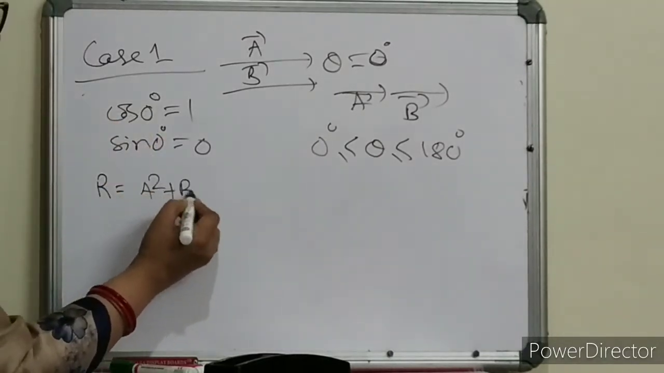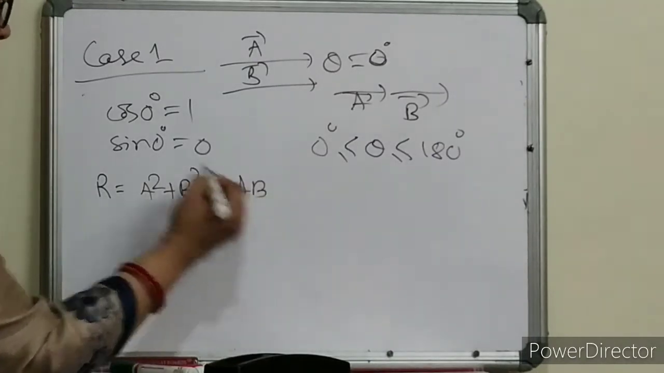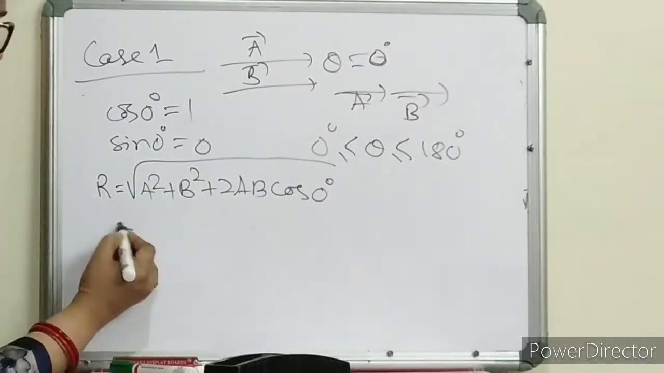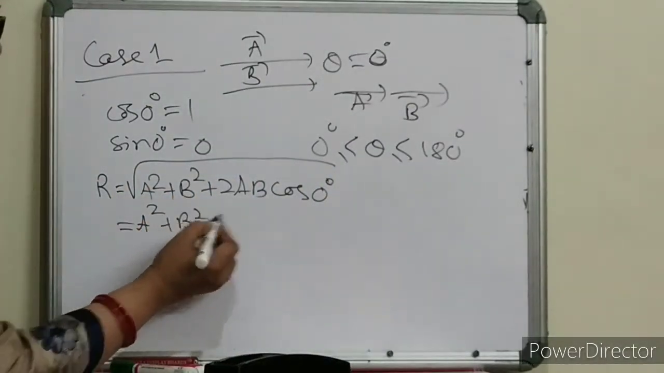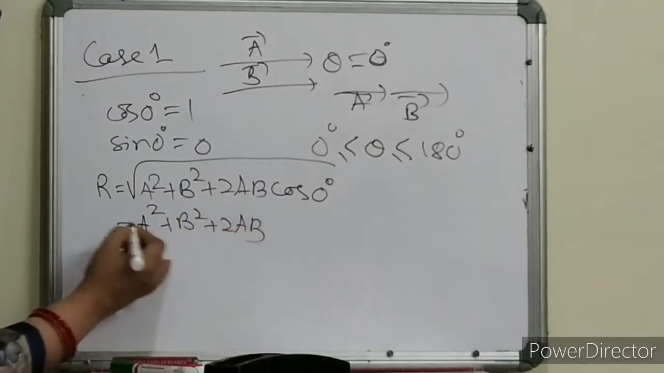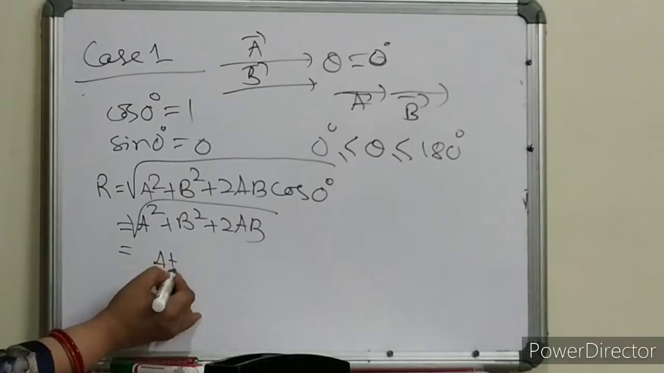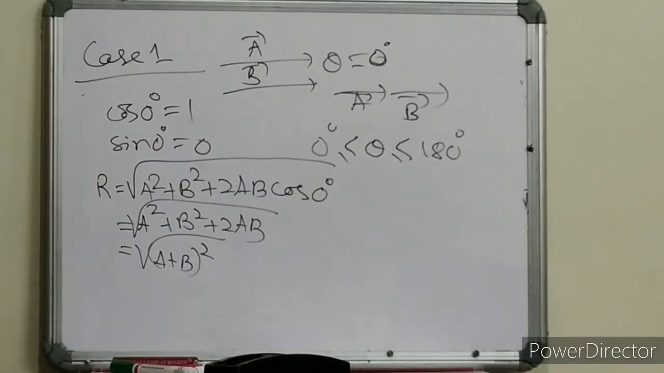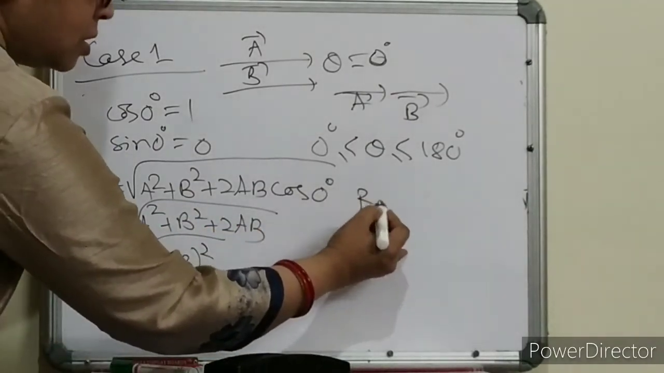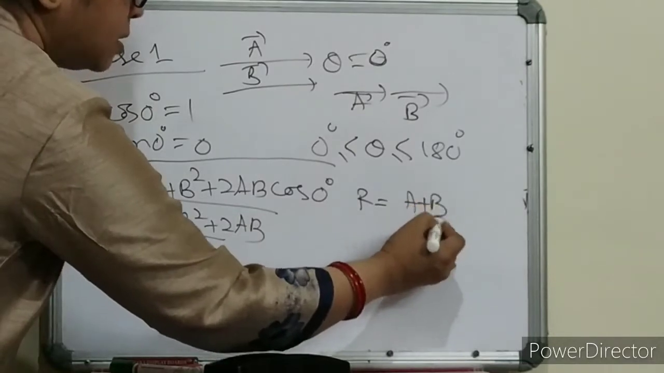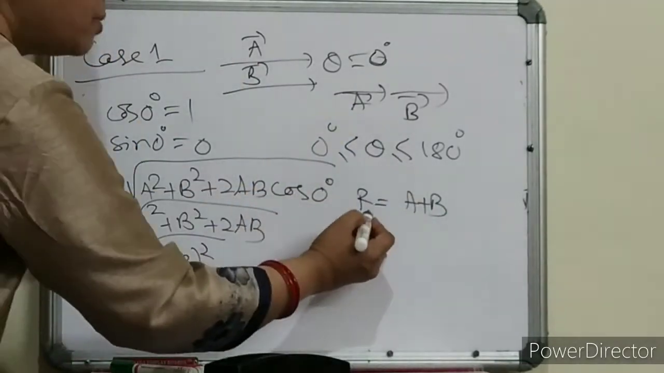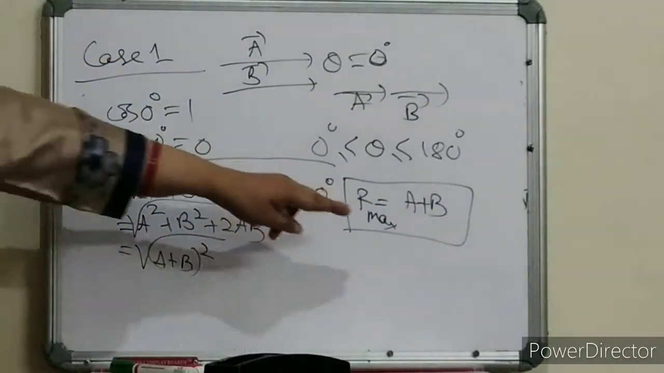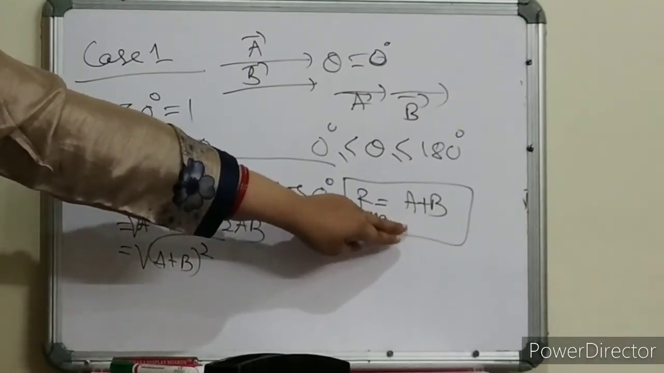R is equal to square root of a square plus b square plus 2ab cos theta. Now theta is 0, so 2ab cos 0 degree, under the square root. So it will be a square plus b square, cos 0 is 1, plus 2ab. Okay children, now it is the square root of a plus b whole square. Clear? So your R will be how much? R will be a plus b. Okay, this is your maximum. This is the maximum value of the resultant, a plus b. These are magnitudes only. We are talking about the magnitude.